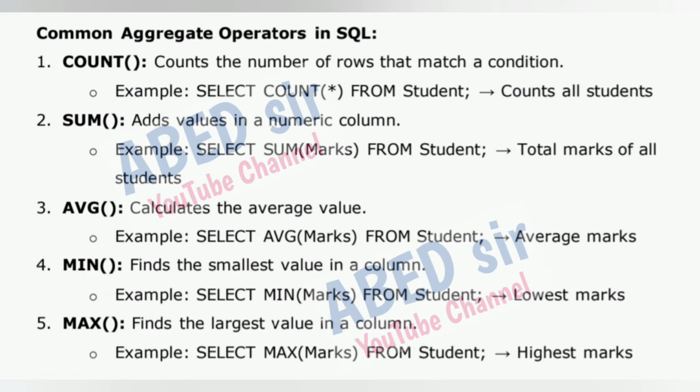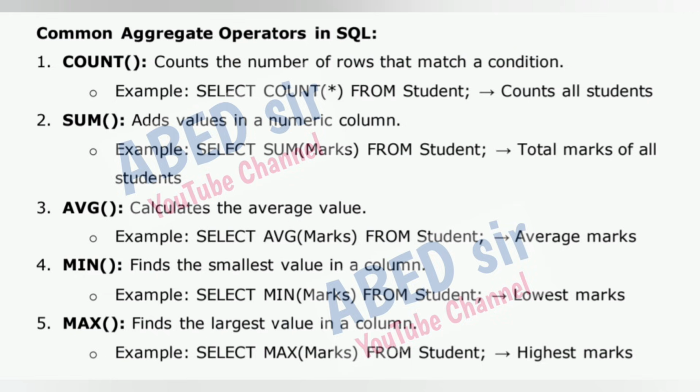1. Count counts the number of rows that match a condition. Example, select count(*) from student counts all students. 2. Sum adds values in a numeric column. Example, select sum(marks) from student gives the total marks of all students.